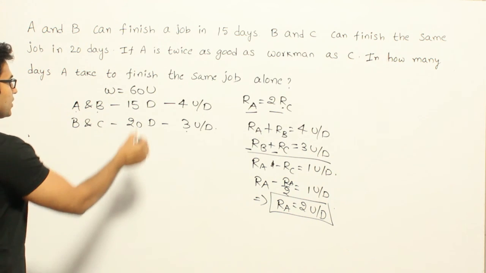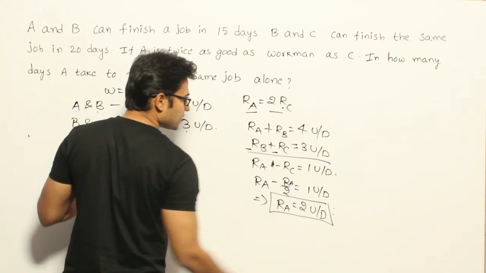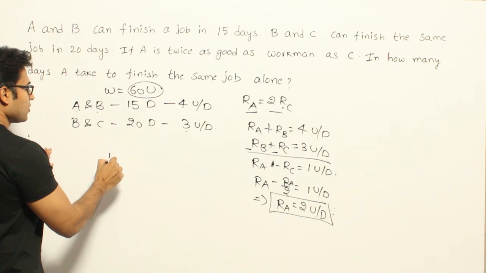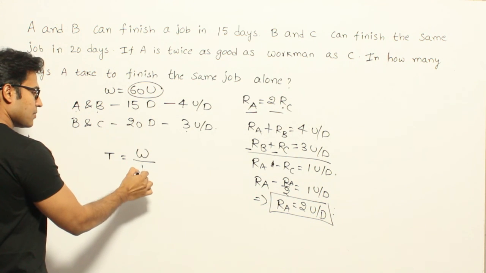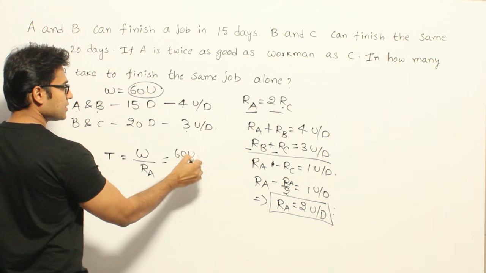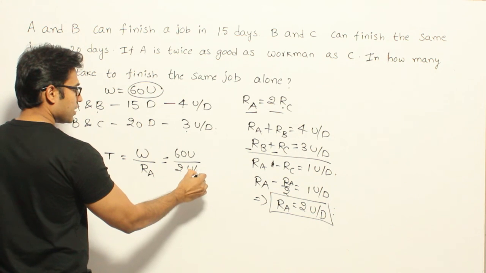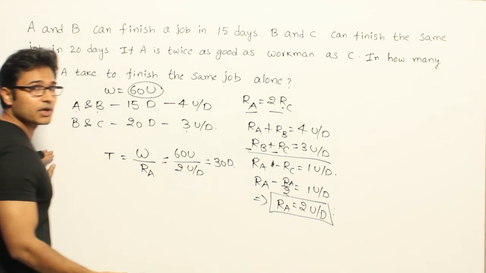Okay. Now given that the total work is 60 units and the rate at which A is working is 2 units per day, we can find out the time. Time taken by A to finish the work is the total work divided by the rate at which A is working, right? So what is the total work? 60 units divided by 2 units per day. Now you are going to get 30 days, right? Okay.